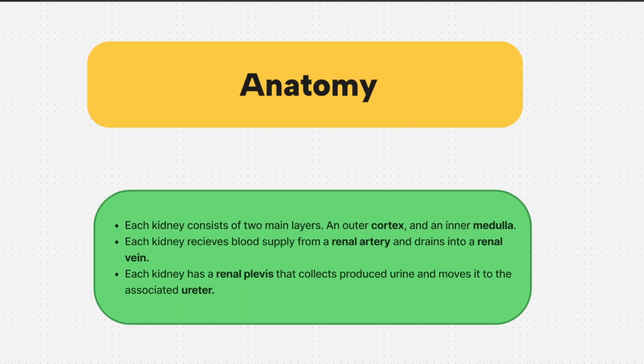Now we're going to be talking about the anatomy of the kidneys. This isn't going to be in depth at all. It's just a very simple overview of the anatomy, because in order to understand the processes of the kidney and how it carries out the function, we need to understand the anatomy. So each kidney consists of two main layers, and you might have seen this arrangement in other organs. But basically, it's an outer cortex and an inner medulla. Each kidney receives blood supply from a renal artery and drains into a renal vein.